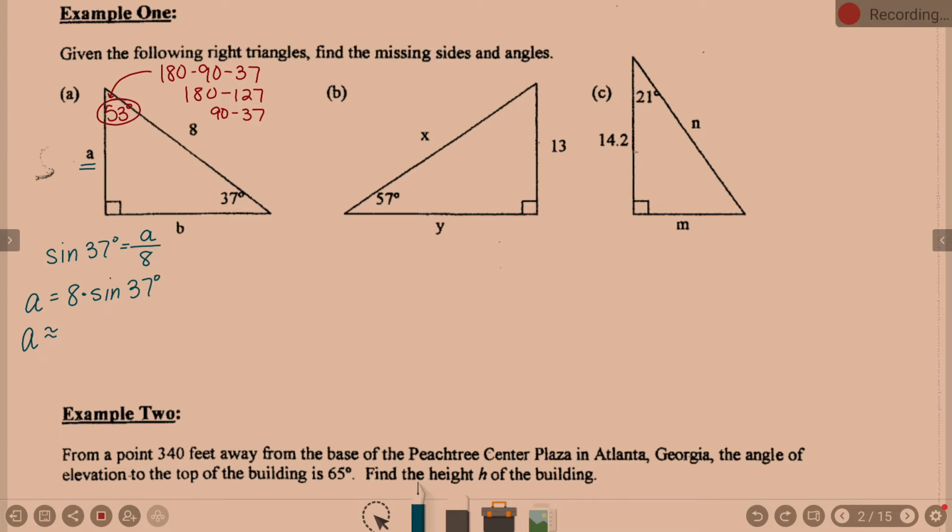How many decimal places do you take it to? Are you in radian or degree mode? Yes, Noah? Would I be in radian or degree mode? Degree. And why would I be in degree mode? Because they give you a degree. Because it gave me 37 degrees.